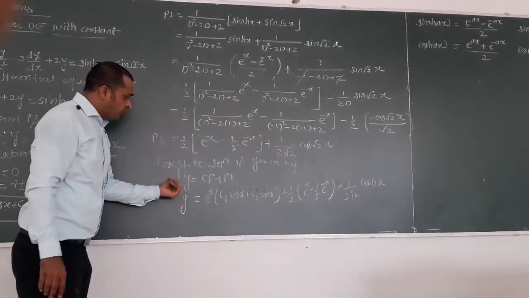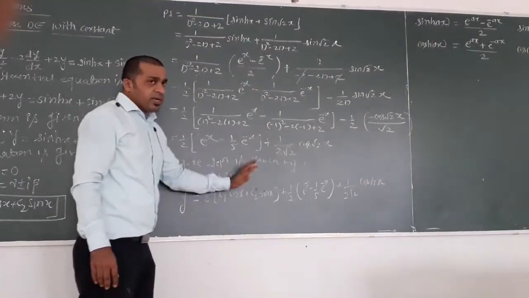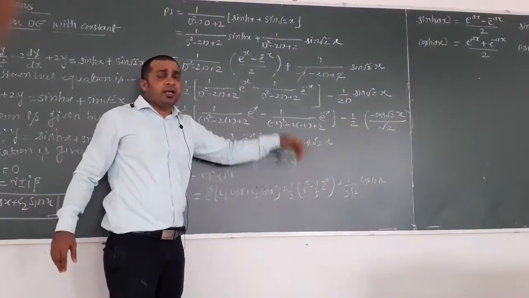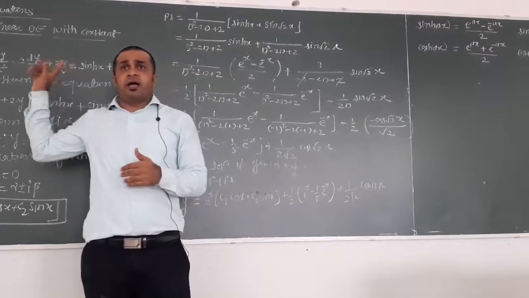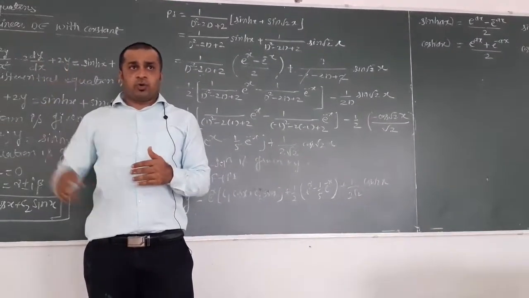Now the complete solution will be y equals CF plus PI. Just write down the CF added to the PI. That gives the complete solution, or it is called the general solution for the given higher order linear differential equation. Okay, thank you.